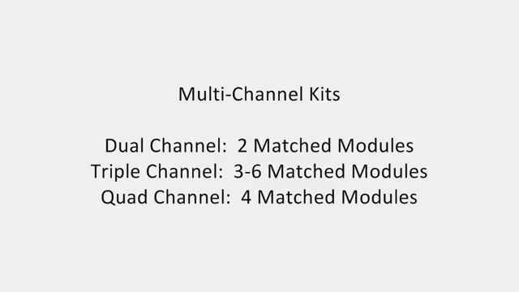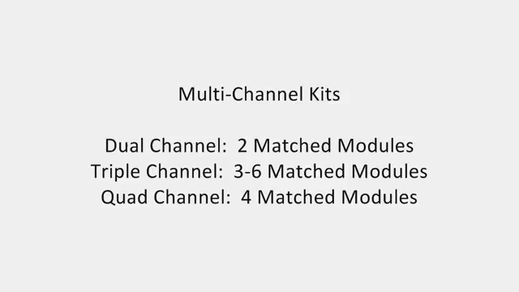Depending on the board, you might be looking into a multi-channel kit of memory. A multi-channel kit is basically a matched amount of memory modules that run at the same speed and the same timing to give you more performance. A dual channel kit, you're going to be running at least 2 matched modules. On a triple channel kit, you're going to be running at least 3 or 6 matched modules. And on the upcoming X79 platform, you'll be looking at quad channel memory, which will be at least 4 matched modules. If your motherboard only supports single channel memory, then it doesn't matter how many modules that you purchase.